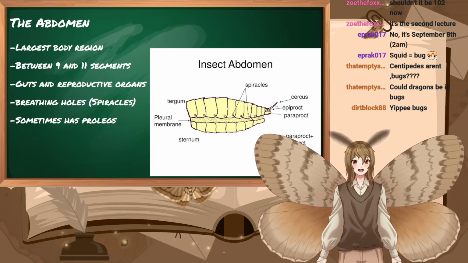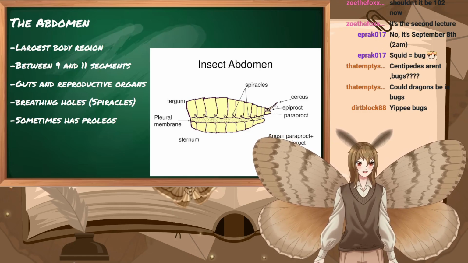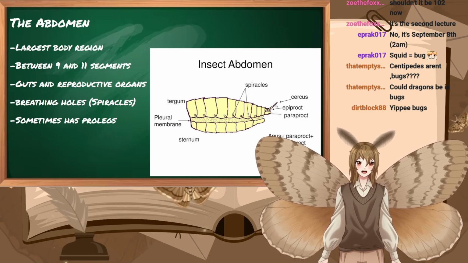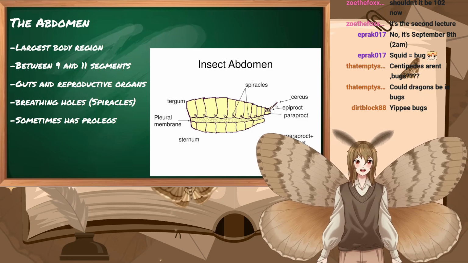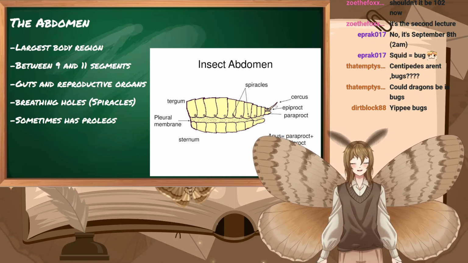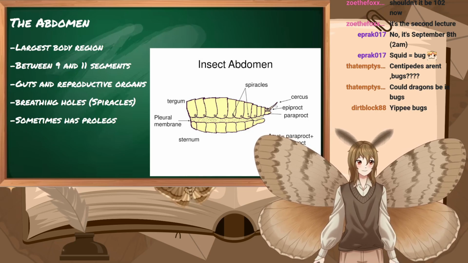The abdomen never features any true legs, but caterpillars, for example, can have prolegs. Prolegs are essentially false legs, which just help them stabilize. But even caterpillars only have 6 legs.